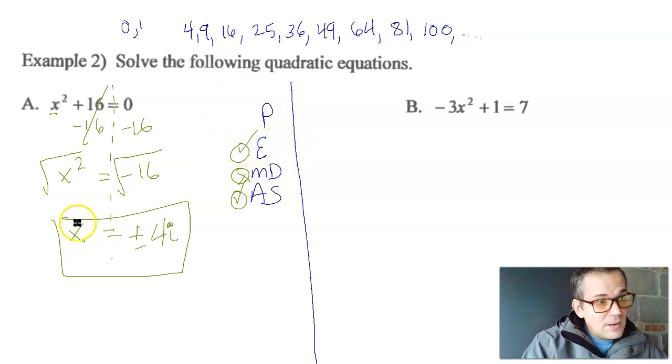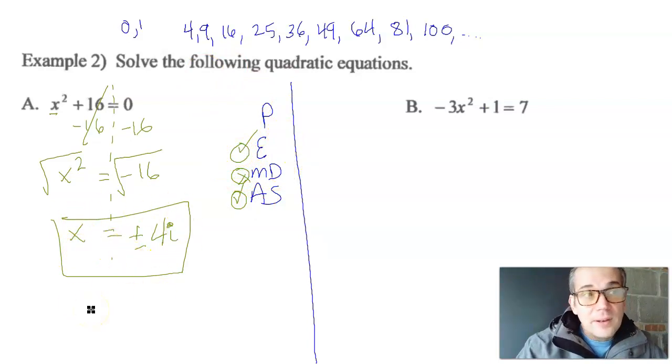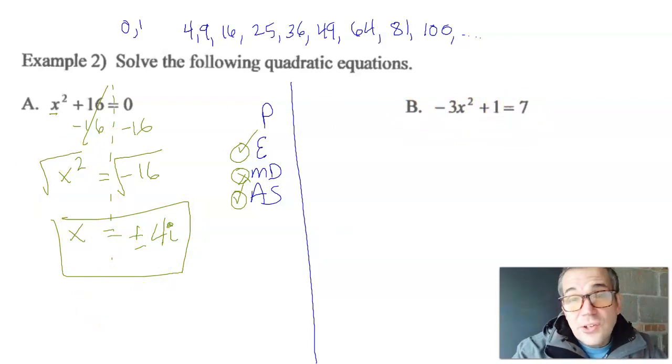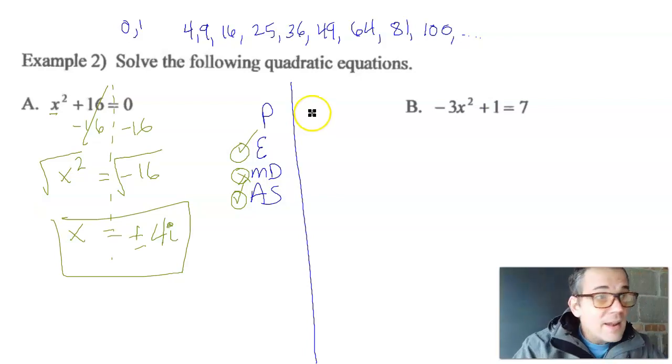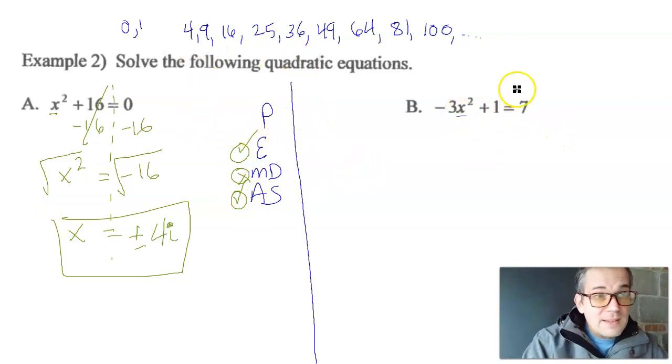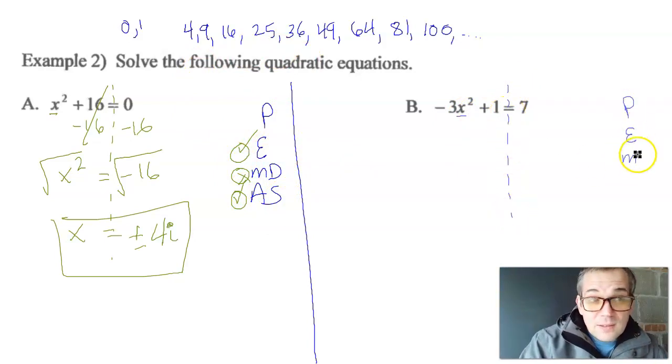Got rid of the exponent. X is all by itself. I'm all done. I'm going to do the same exact thing for this example over here. If you want to pause the video and try ahead of me a little bit, go ahead and do that. I'm going to follow these same steps backwards because there's just one x by itself. So go ahead and pause while I do this.